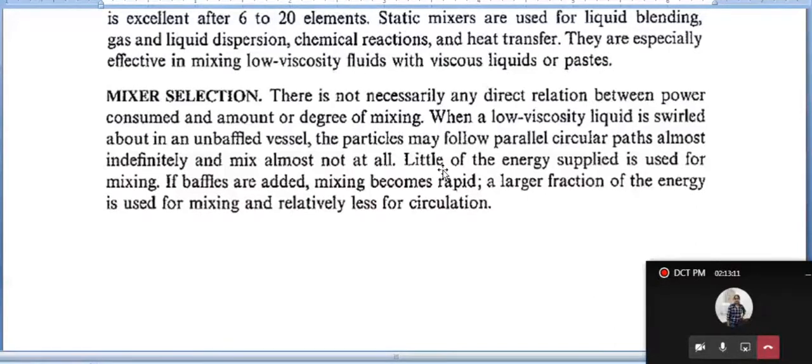Little of the energy supplied is used for mixing. So see how much power you are giving. I said as an example 1 HP, 2 HP, 3 HP, 4 HP. How much is really used for mixing is important, because there are so many losses inside the system. What are those losses? Let us have the summation of those losses once again before we switch to some other topic. Power is given by the electrical motor first, and then losses will be there in the transmission, because how the motor is connected to the machine is very important.